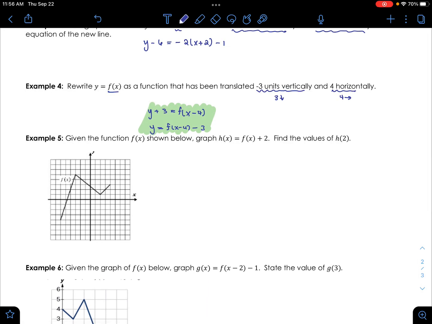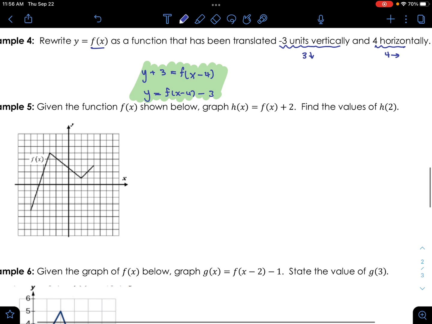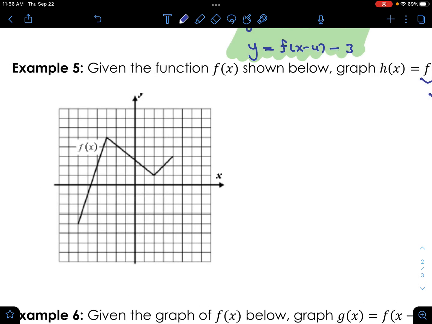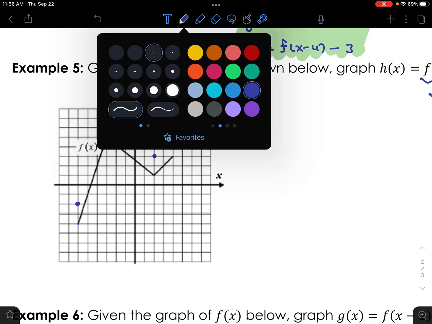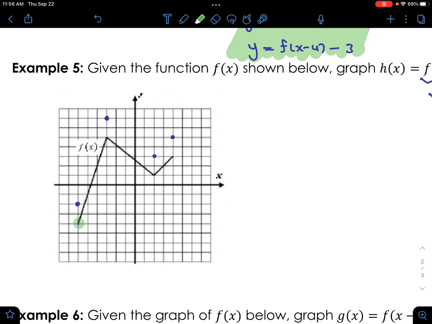If we look at this, it says given the function f of x shown below, graph h of x equals f of x plus 2. Find the value of h of 2. So this is telling us that f of x is moving up 2 units. So what we can do is take this graph and regraph it to have h of x. So we'd have up 2, up 2, up 2, up 2. And when you're graphing these, you look for the nice points. Those are the end points of the line segments that make up the graph. So you connect your points like so.